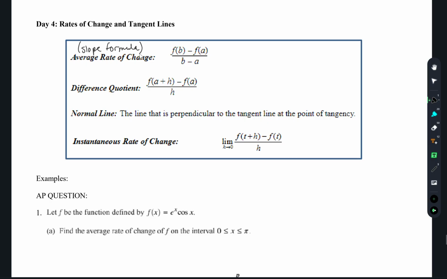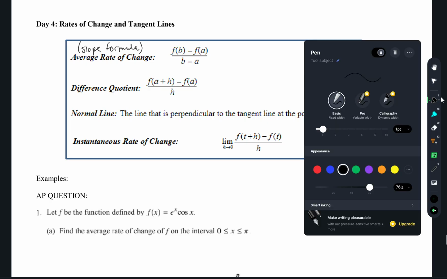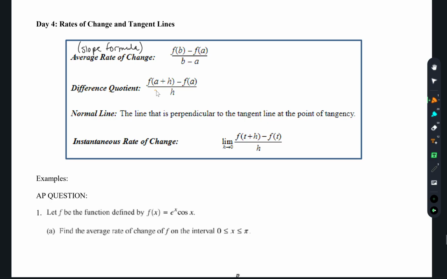This one is also the same formula, just a weird way to do it. It's technically y2 minus y1 over x2 minus x1, but why the a's? Because they just cancel out, so they put it all over h. A normal line, I haven't seen this on an AP test. I've seen them on the older ones, but I'm just going to show it to you. I don't even show AB normal line.